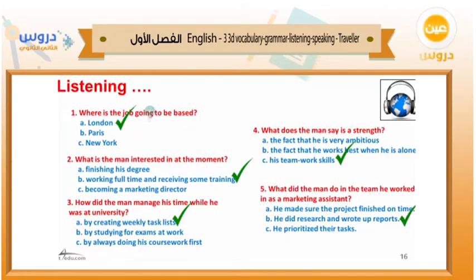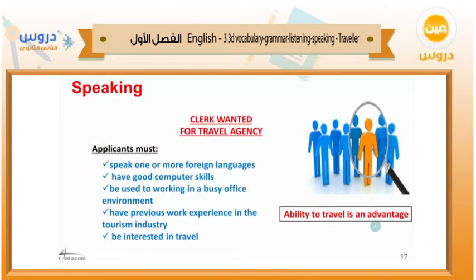So that's right. It was in London, and he was receiving some training, and he was creating weekly task lists, and he talked about his teamwork skills. And for number 5, he did research and wrote up reports. Now let's do some speaking.